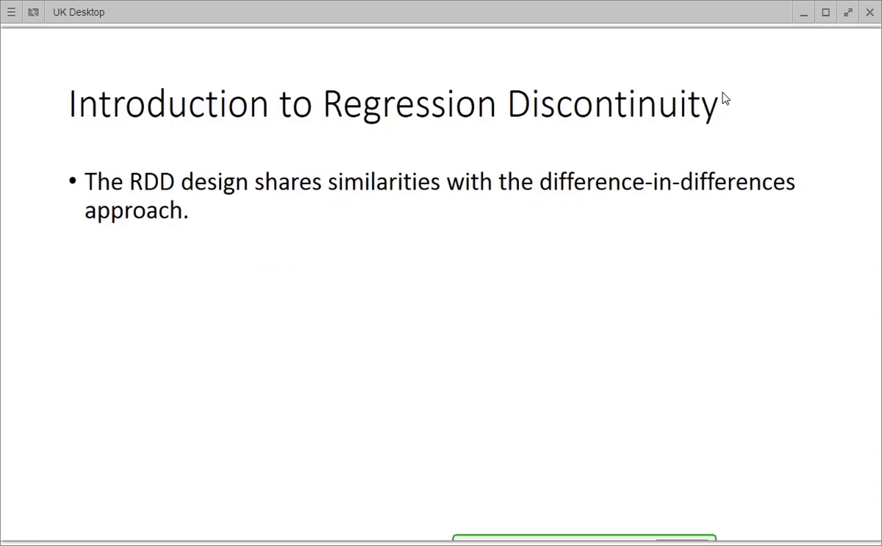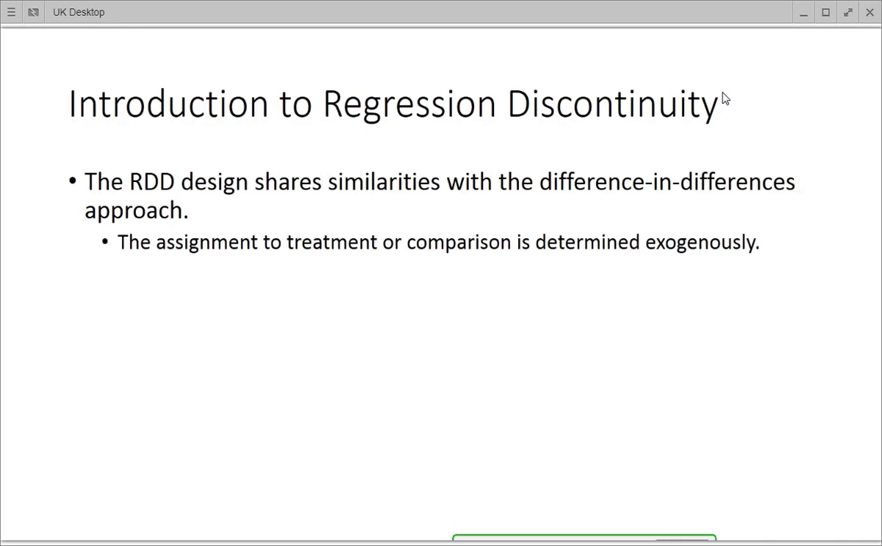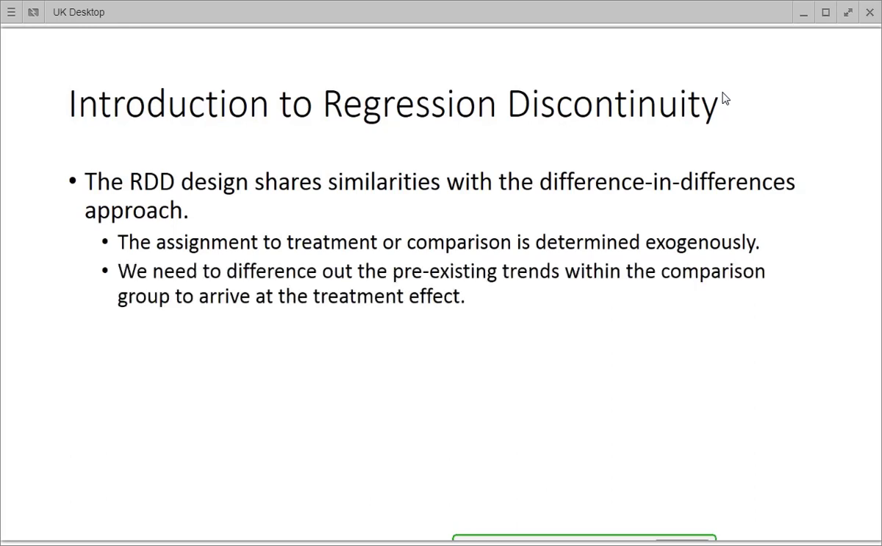Now there are some similarities with another suite of methods that are often used to uncover treatment effects of programs, the difference in differences approach. The similarity is that this assignment to treatment or comparison is again determined exogenously, outside the actors or the participants in the study. And there's this important notion of being able to difference out these pre-treatment or starting differences that exist between individuals that are part of the treatment group or comparison group.